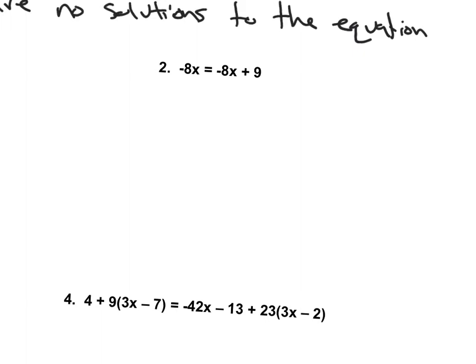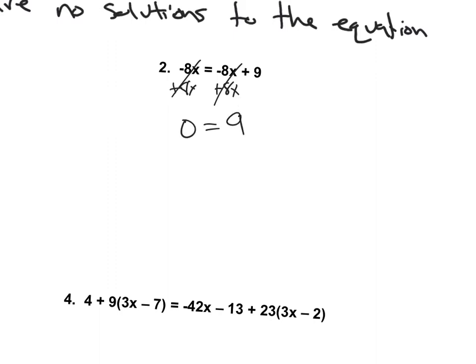Here we have negative 8x equals negative 8x plus 9. So once again, we want to try to get our variables to the same side. So since the 9's already over here, I'm going to add 8x to try to get the variables to the same side. Notice that it cancels out on both sides. So here really on the left side, all that we're left with is a 0. On the right side, we have a positive 9.